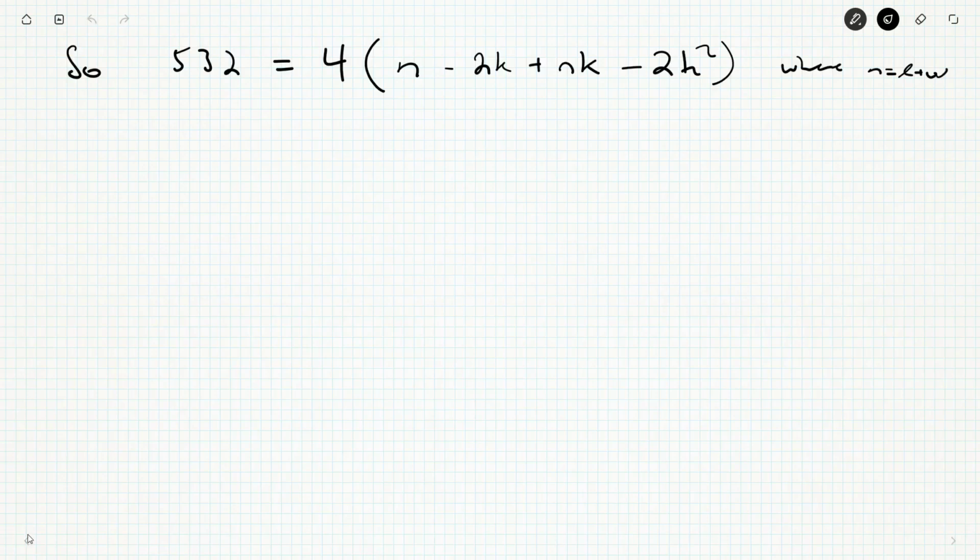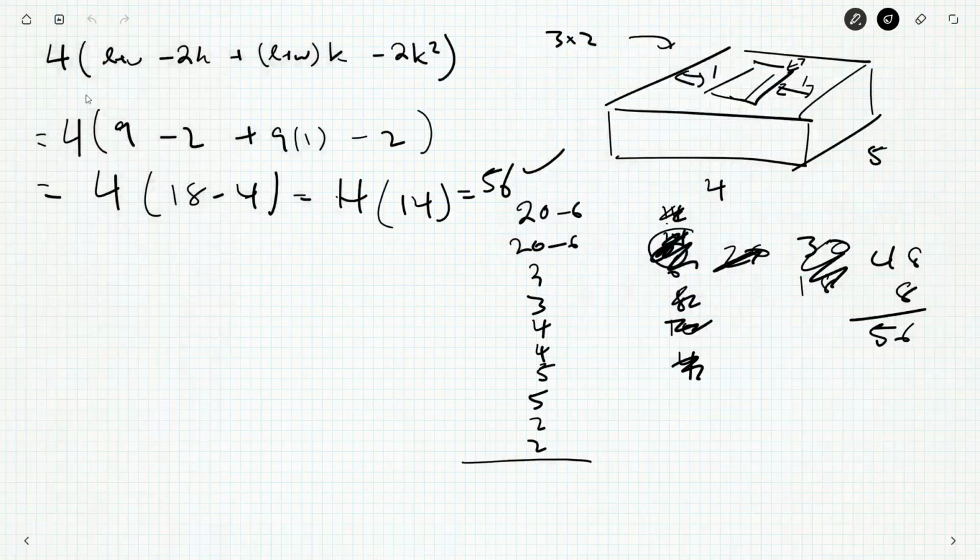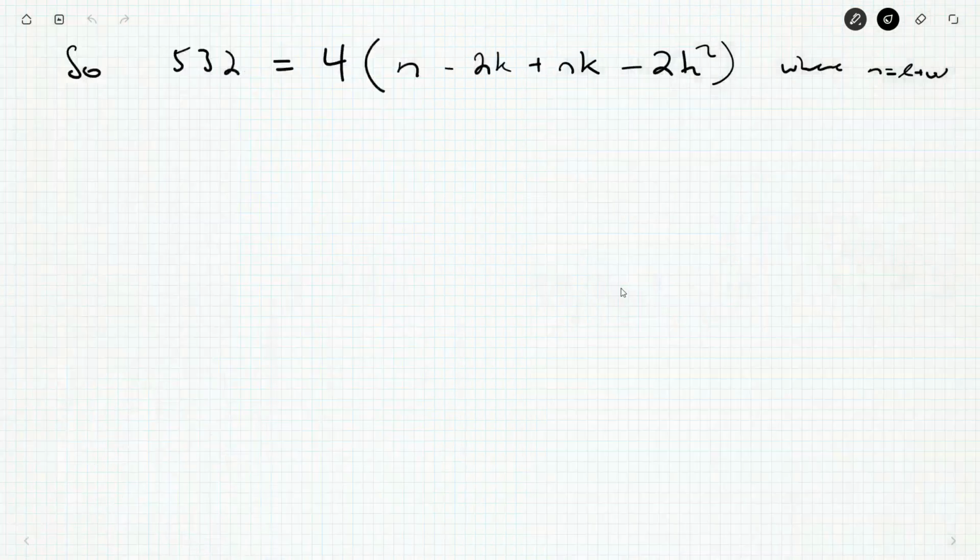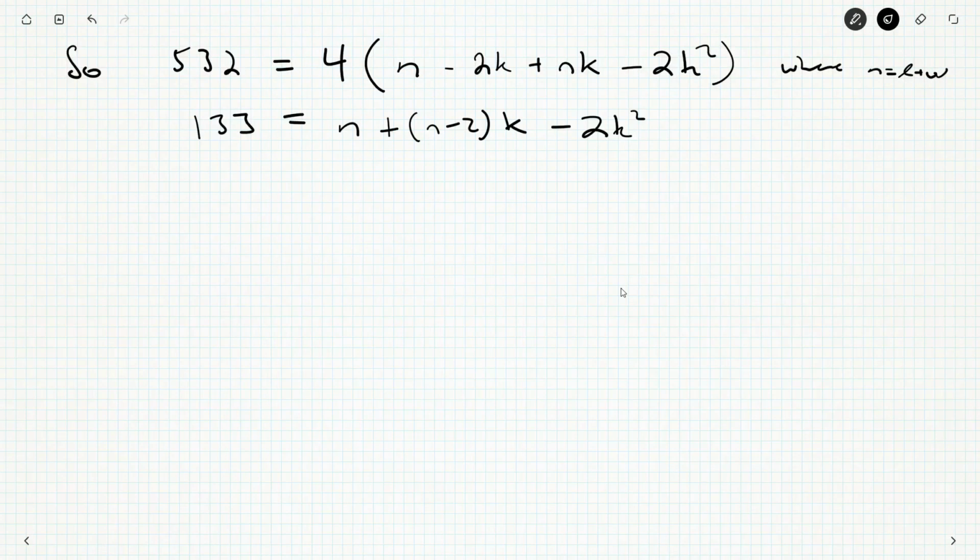And once again, since I've gone over a page, let's just double check because I don't keep notes with me. n minus 2k plus nk minus 2k squared. Okay. So get out trusty calculator, 532 divided by 4, or I suppose I could long division it out, but 133, which is a weird number, n plus n minus 2k minus 2k squared.